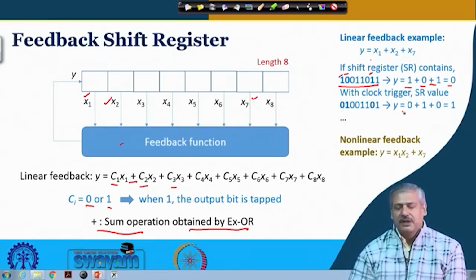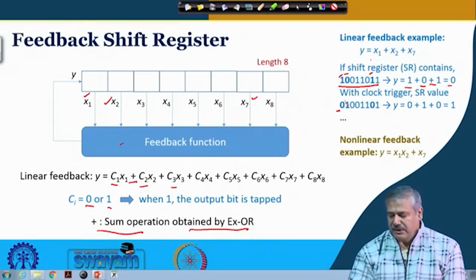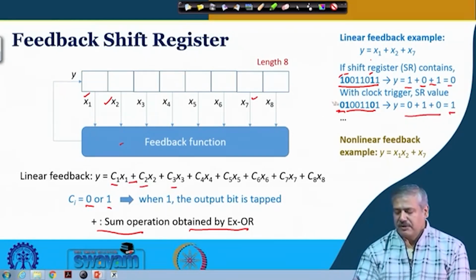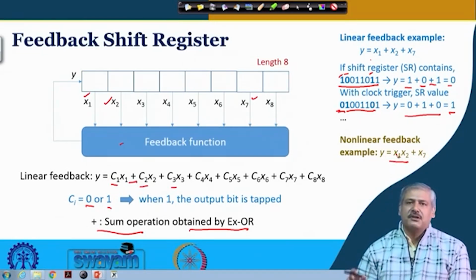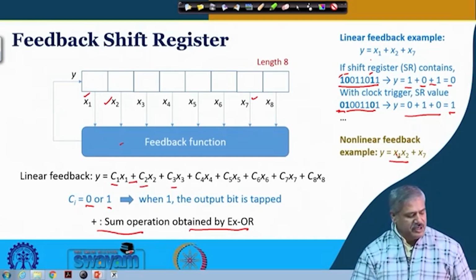With clock trigger, what will happen? This 0 will come here, and everything else will get shifted, 1 0 0 1 1 0 1 will come over here. At that time your x1, x2, x7 are the ones in bold again, 0 1 0. So now the value is 1. So the next value 1 will be getting in, and the rest of the values will be shifted. And when we say non-linear, that means operations other than this sum, for example x1 and x2, or then some x7. These come under non-linear feedback, which we are not discussing here. Our topic is linear feedback shift register.